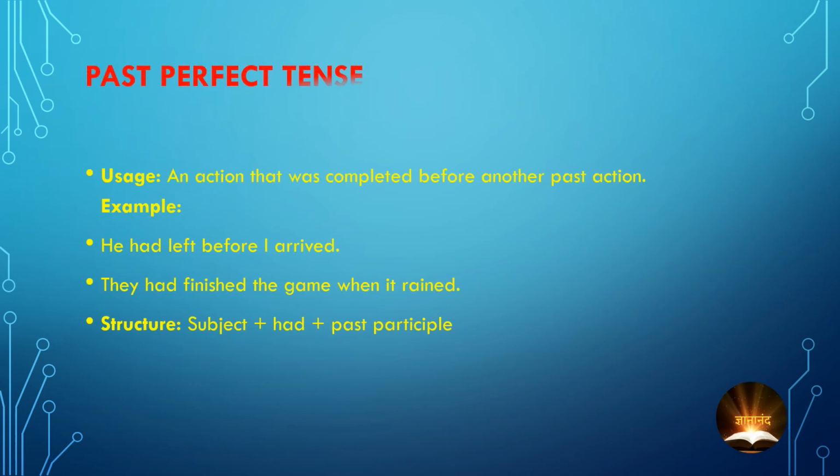Past perfect tense. This tense shows an action completed before another past action. For instance, he had left before I arrived, or they had finished the game when it rained. The structure is had plus the past participle.